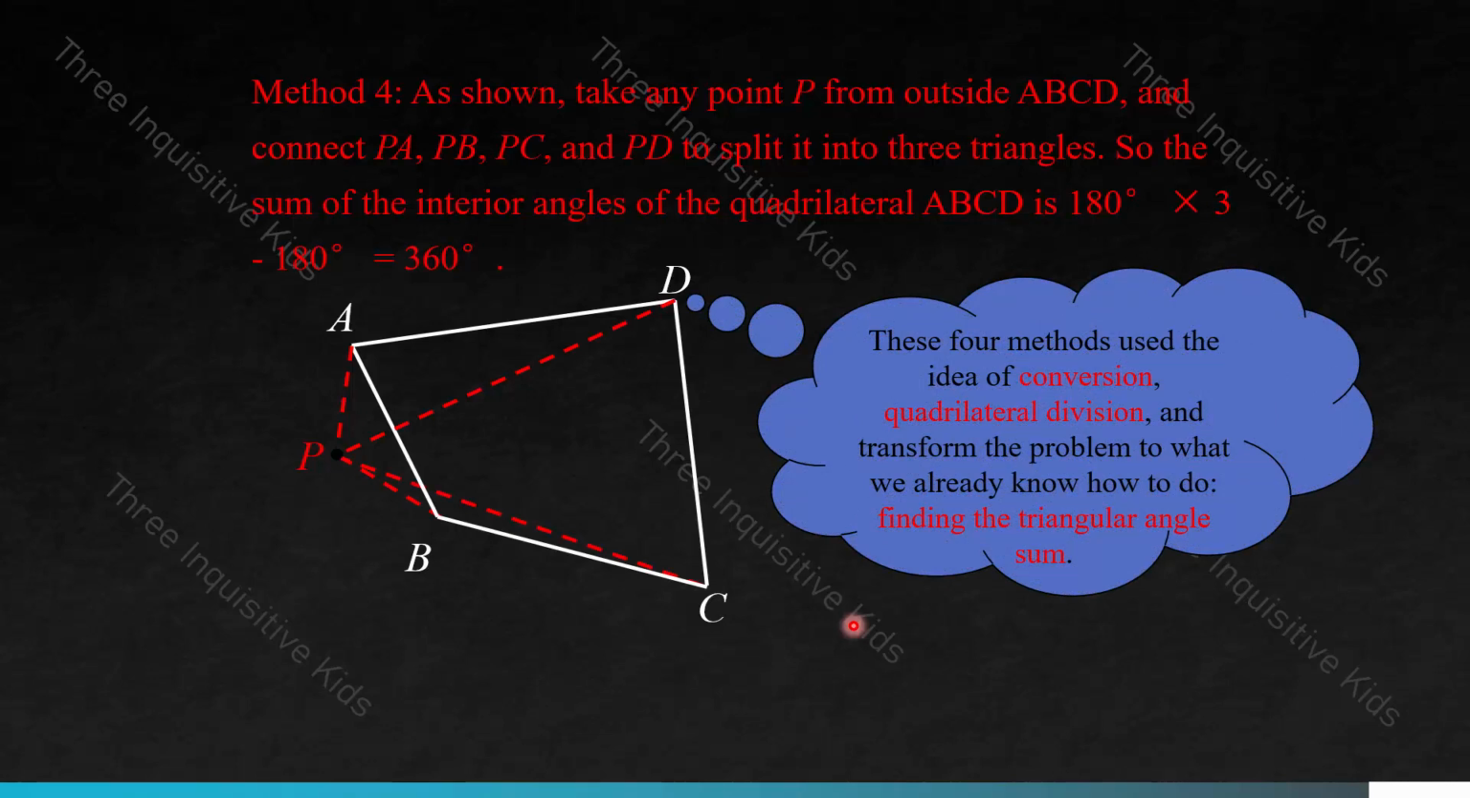All 4 of these methods use the idea of conversion, dividing the quadrilateral and transforming the problem to what we already know how to do, which is finding the triangular angle sum. So what this is saying is all 4 of these methods use conversion, which is converting the problem of what is the interior angle sum of this quadrilateral into what is the interior angle sum of all of the triangles that this shape can be split up into, without counting any angles twice. And since we already know the triangular angle sum, by cutting this quadrilateral into different triangles, that helps us to turn something we don't know how to do yet into something we already do know.